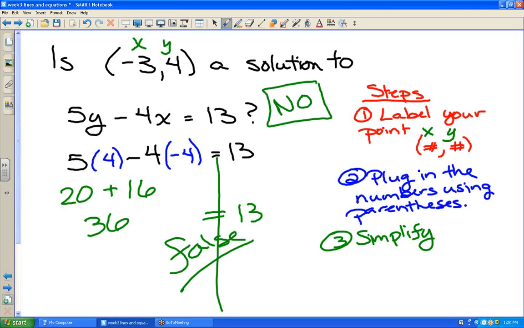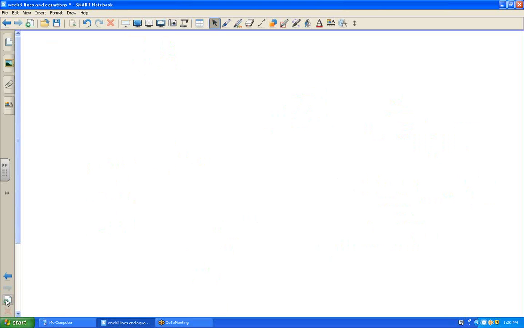Because I ended up with something that's not true. So that's all you're doing. You're just substituting and putting it in the right spot in the equation. So that should get you those first 4 problems of your homework assignment. Then we get to the next pages, next problems. You're looking at find 2 points on the graph of each equation, including the y-intercept.